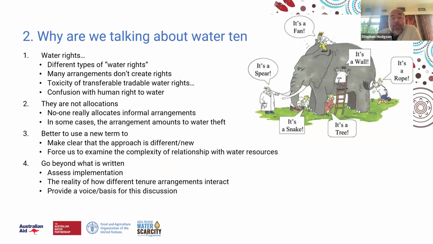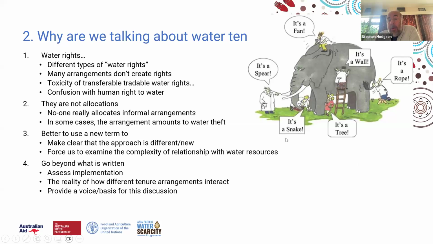There are also some other issues. We get confusion with the human right to water, and in many countries, because of the debate about transferable, tradable water rights, the term is in fact a bit toxic. So when we talk about water rights, there's a big risk of confusion. We may be talking about quite different things.